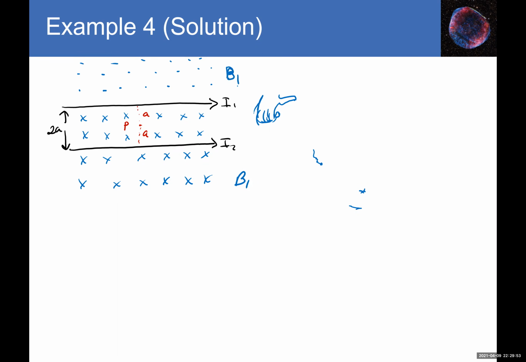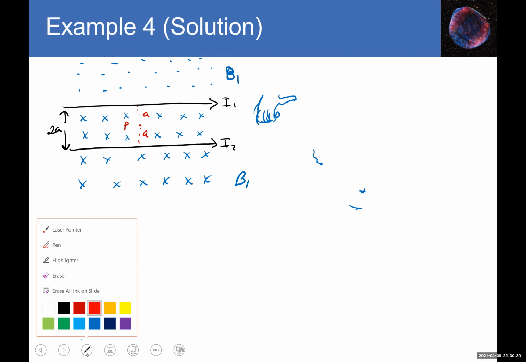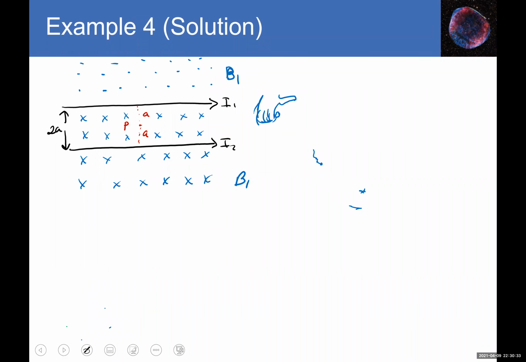There you go. So that means magnetic field 1 is into the page below wire 1 and out of the page above wire 1. Same way, we can see the magnetic field due to wire 2. It's a different color for that. Okay. So for that, again, same thing.